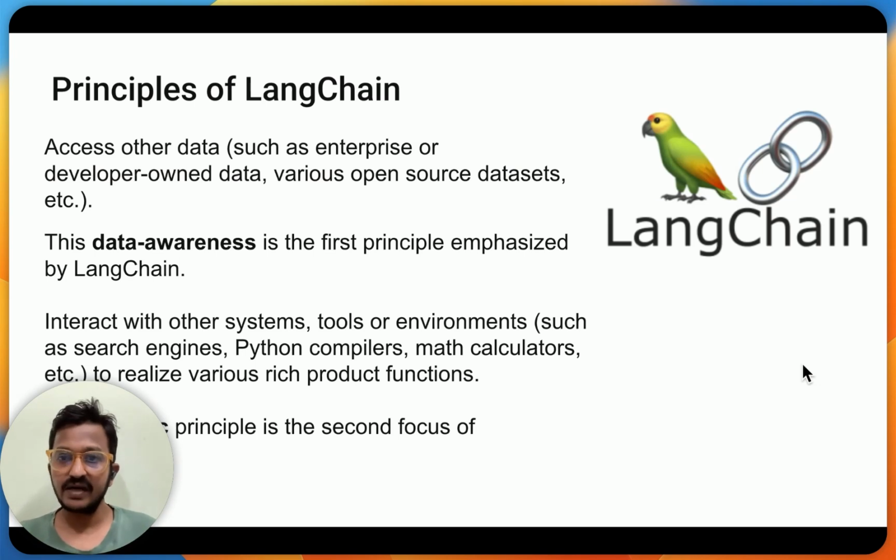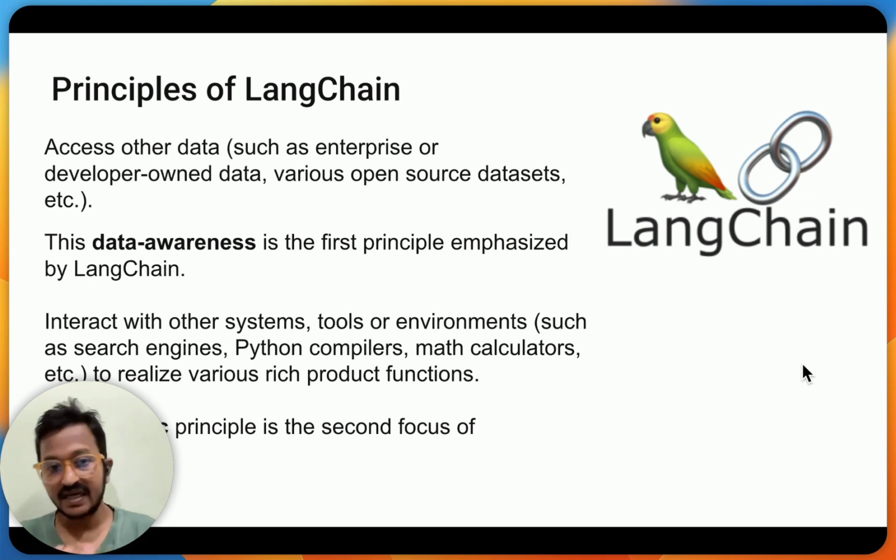So, for example, if you are building custom applications with your own data, you need access to that data, such as enterprise or developer-owned data and various other private data. This data awareness is the first principle of LangChain, so that you can build your own customized applications with your own custom data.